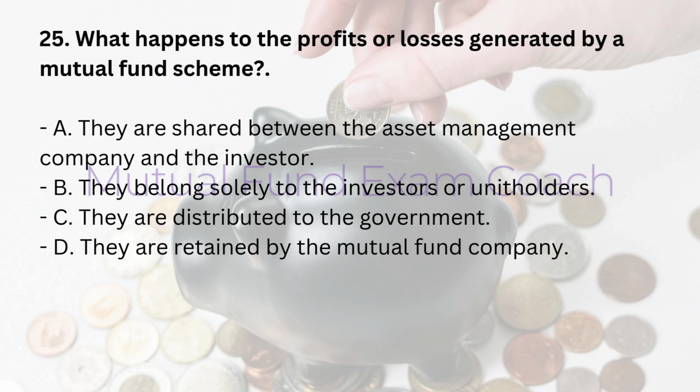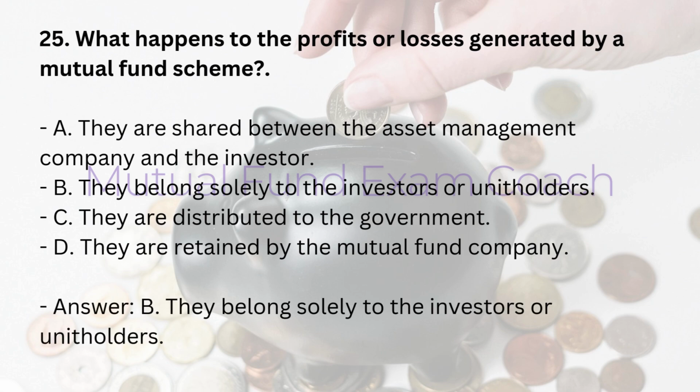25. What happens to the profits or losses generated by a mutual fund scheme? A. They are shared between the asset management company and the investor. B. They belong solely to the investors or unit holders. C. They are distributed to the government. D. They are retained by the mutual fund company. Answer: B. They belong solely to the investors or unit holders.